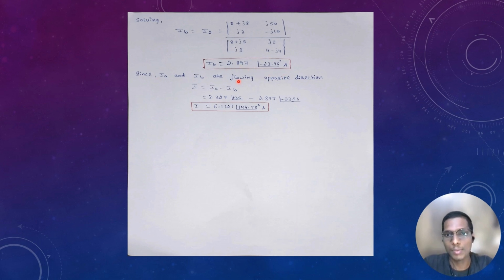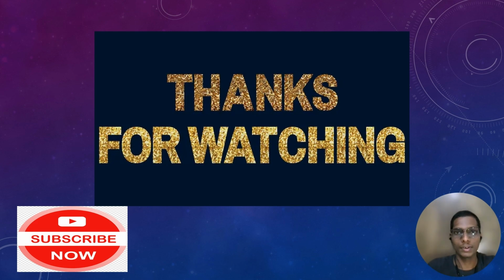Since IA and IB are flowing in opposite directions, I equals IA minus IB, that is 3.327 angle 135 minus 2.897 angle minus 23.96. Thus after simplifying we get the total current value equal to 6.1121 angle 144.78 degree amperes.